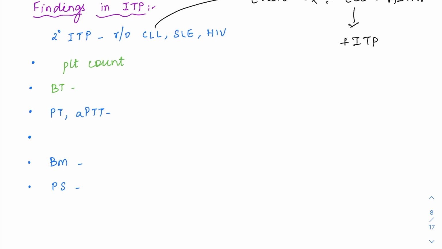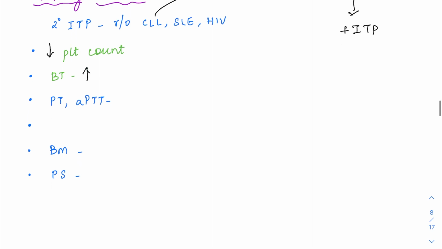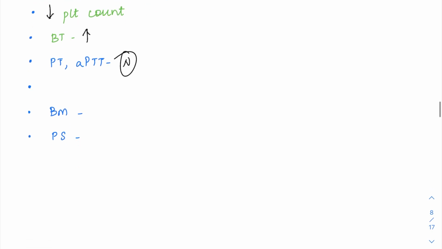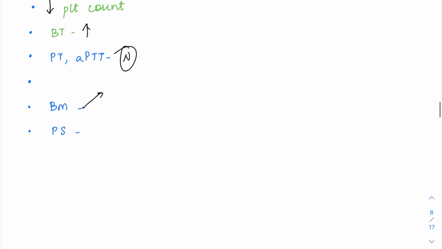So the platelet count, as the name suggests here, the platelets are being destroyed, right? So the platelet count will be decreased. So when platelet counts are decreased, the bleeding time will be elevated. Since there is no clotting factor deficiency here, the PT and APTT are going to be normal. Then in the peripheral smear, if you see, the platelets are going to be decreased, and whatever platelets are there, they are going to be large. So why so? I'll tell.